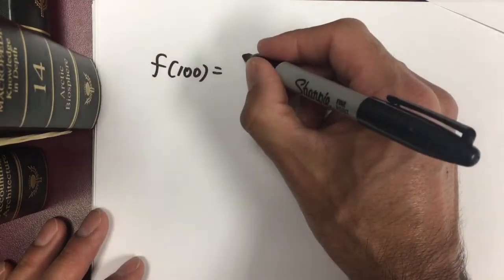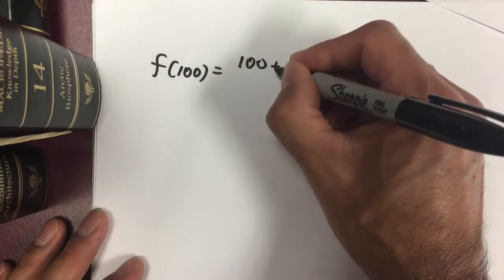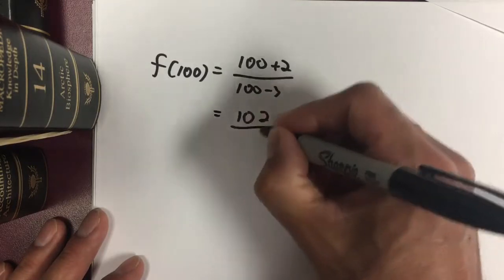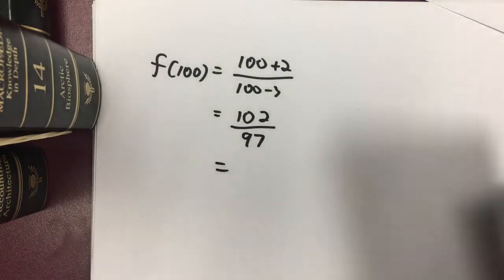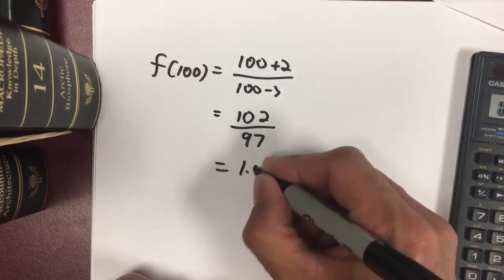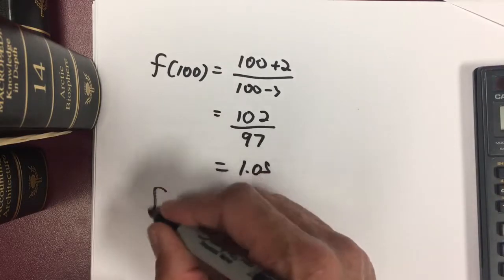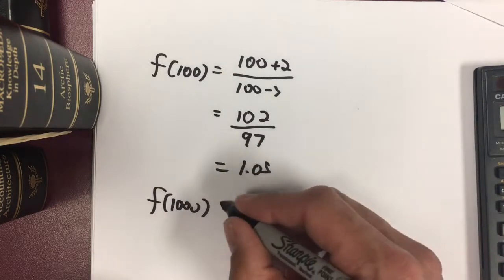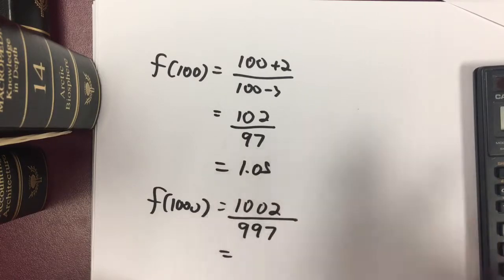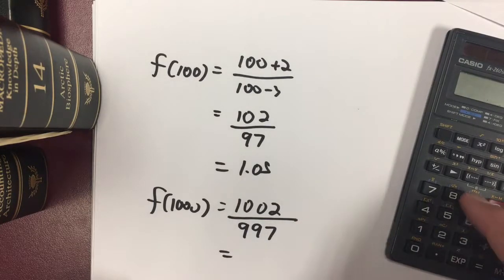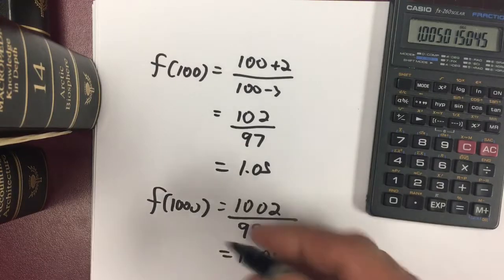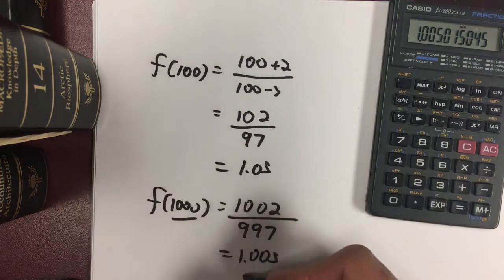If we put in 100, we get 100 plus 2 over 100 minus 3, which is 102 over 97, and 102 over 97 is 1.05. Now let's put in 1,000. If we put in 1,000, we get 1,002 over 997, which is 1.005. And the larger the number we put in here, the closer and closer we get to 1.